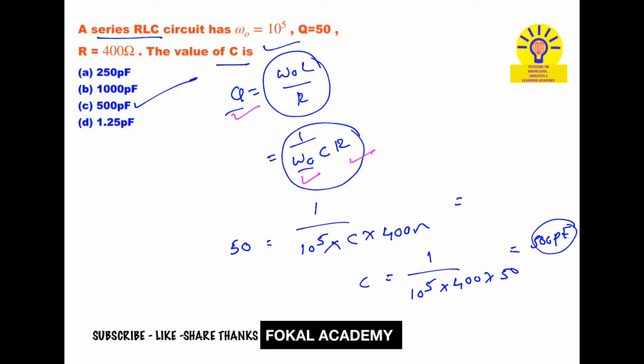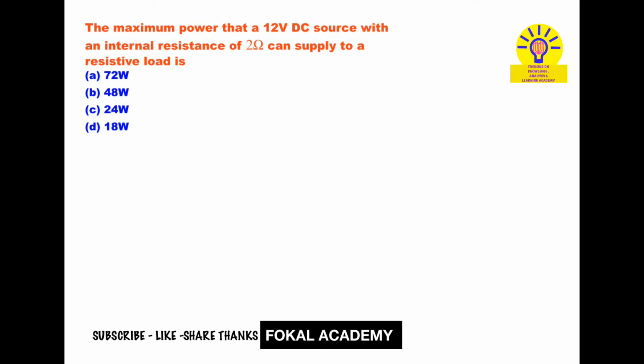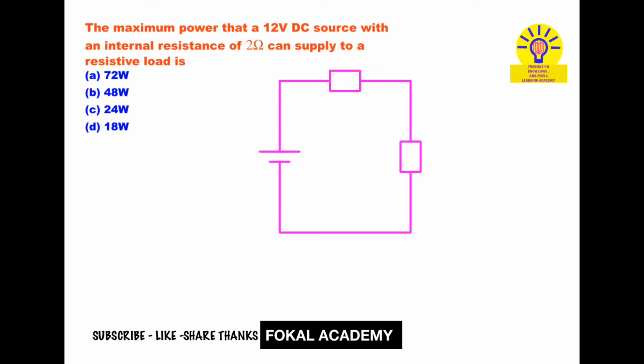Next problem. Let's see in this problem, the maximum power that a 12 volts DC source with an internal resistance of 2 ohm can supply to a certain load, that is RL. What is the maximum power? The diagram will be like this. Here the 12 volts source is there with internal resistance of 2 ohm. This is the load resistance. What is the maximum power transferred to the load RL?